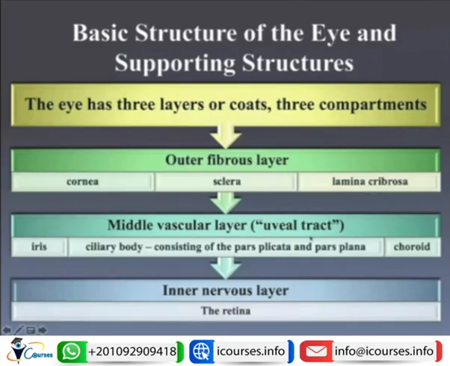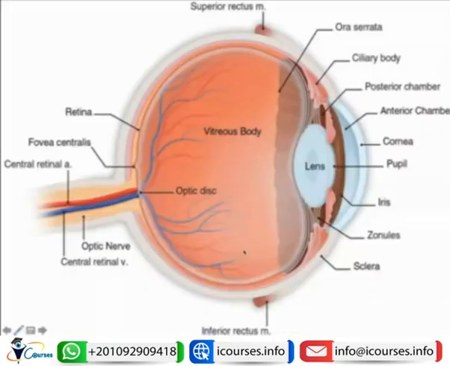Then the middle vascular layer, or the uveal tract, which is responsible mainly for nutrition. It provides blood supply to most structures of the eye. It is represented by the iris anteriorly, the ciliary body, which consists of pars plicata and pars plana, and finally the choroid. And then the inner layer, which is the inner nervous layer, the retina, which is responsible for vision.